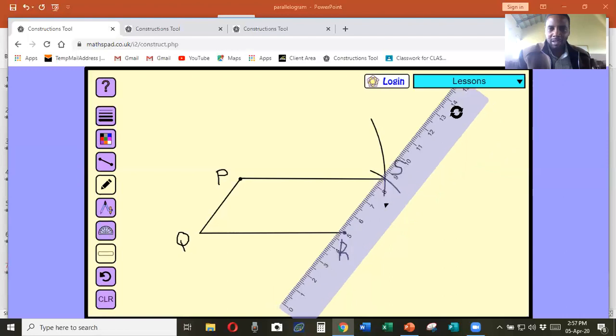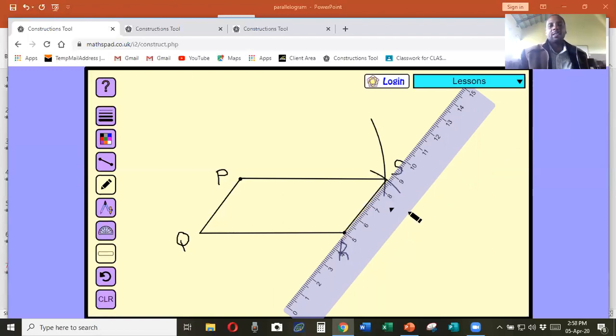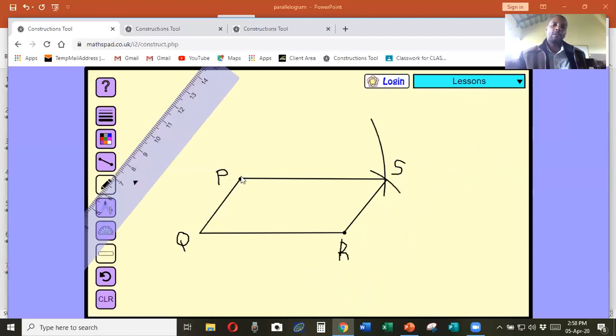Bear with me there. Good. Then I take my pencil, I draw a line from R to S. There we are. So that is our parallelogram, PQRS. Remember what we did?